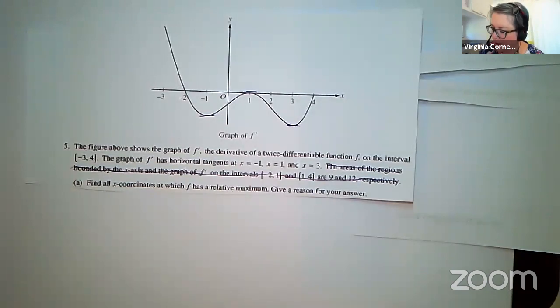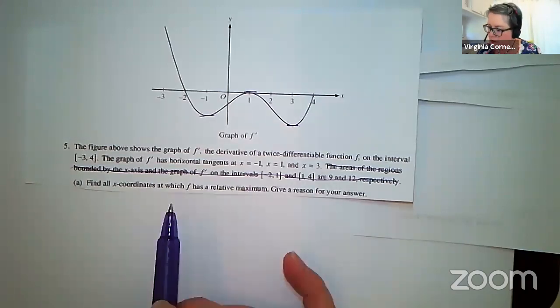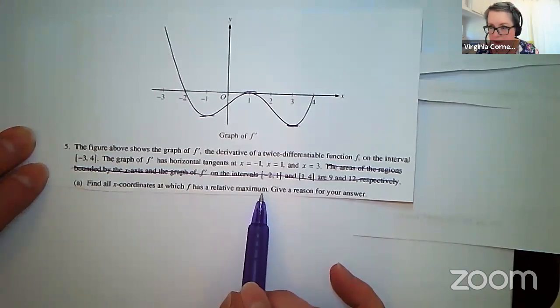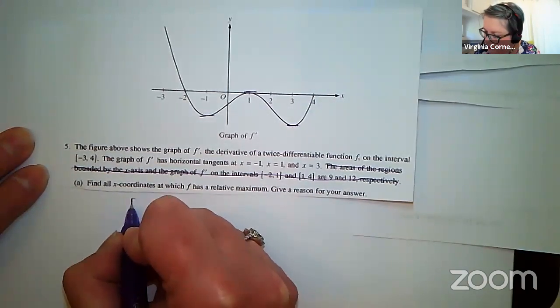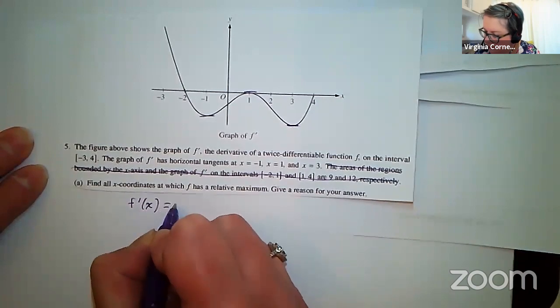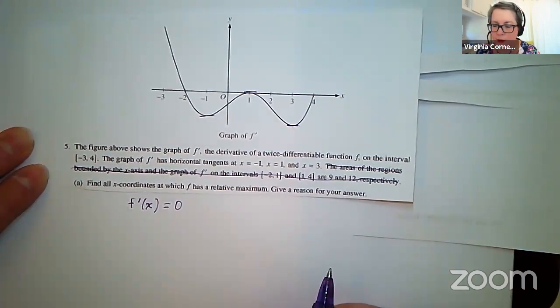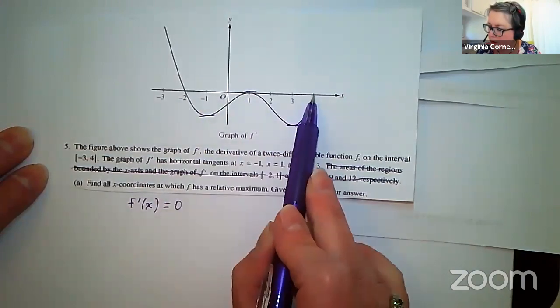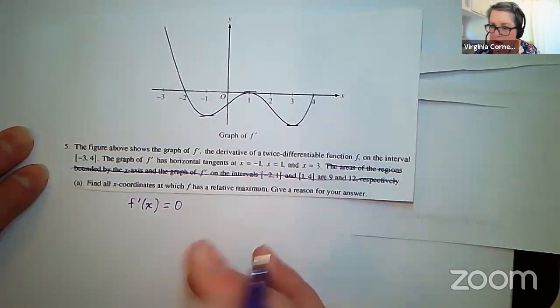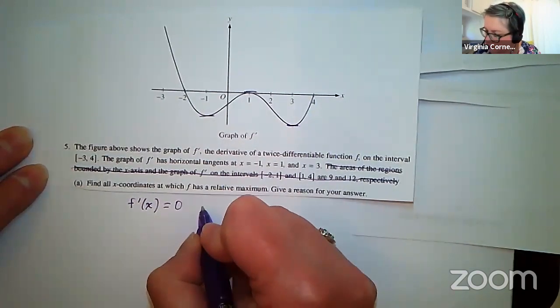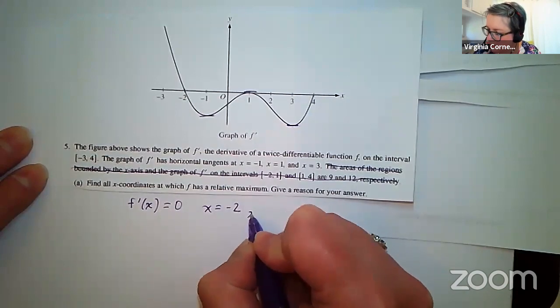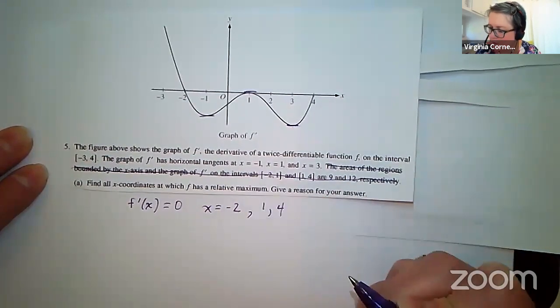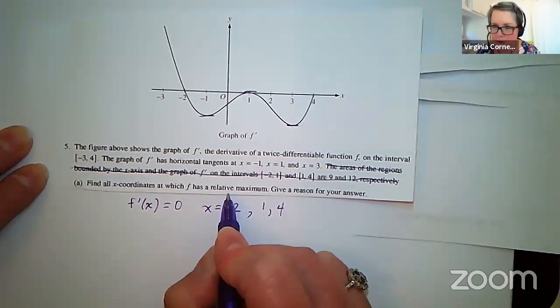In any case, part A: find all x coordinates at which f has a relative maximum. Give a reason for your answer. So where f has a relative maximum, I would want to look and see where f prime equals 0, first of all. And I can see that f prime equals 0 at these three x-intercepts. I don't have to write them all down because only one of them is going to end up being where the relative maximum occurs. By the way, you could say relative max or you could say local max.